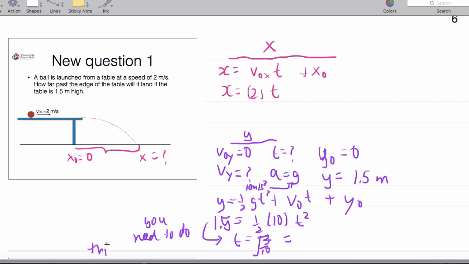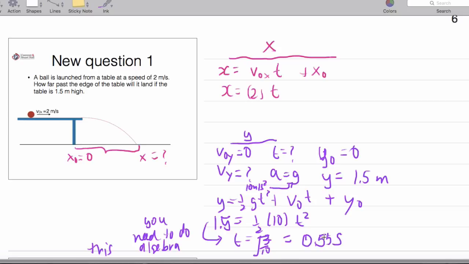Okay? So t is the square root of 3/10. And when we actually solve, what we'll end up getting for our time is about 0.55 seconds.